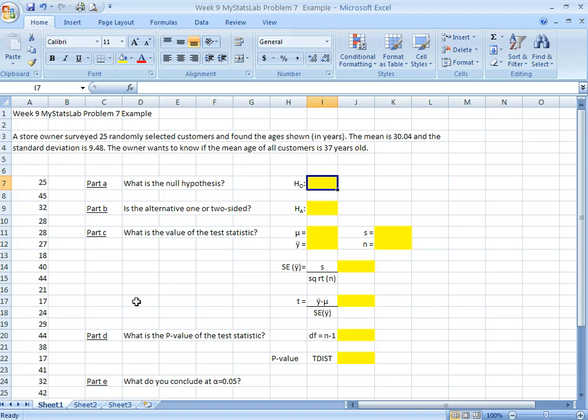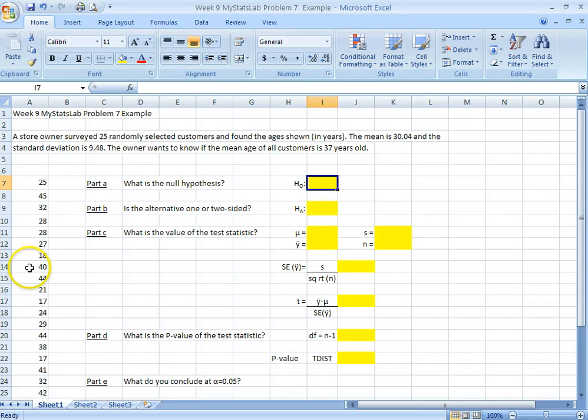A store owner surveyed 25 randomly selected customers and found the ages shown in years. We have those here. The mean is 30.04 and the standard deviation is 9.48. The owner wants to know if the mean age of all customers is 37 years old.